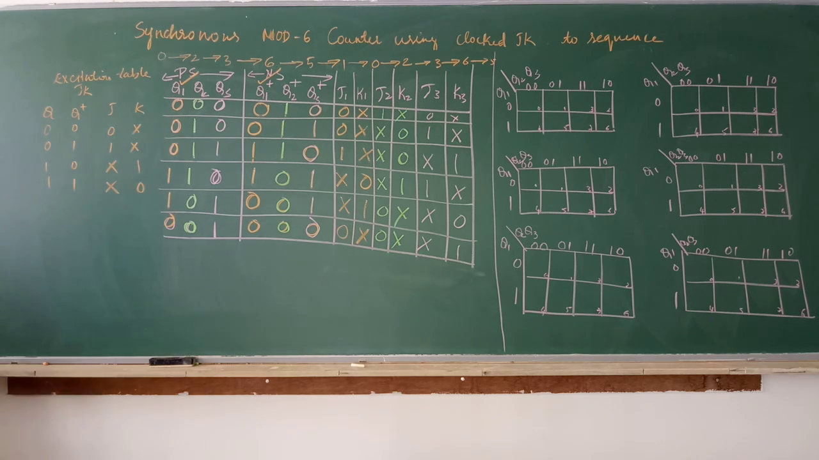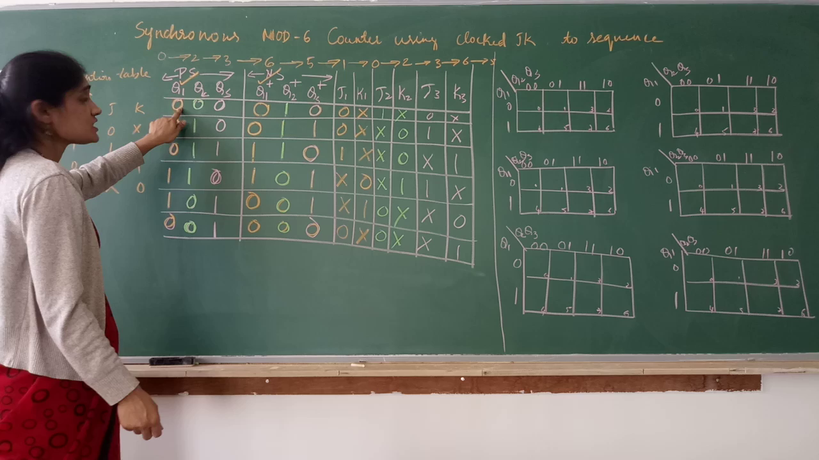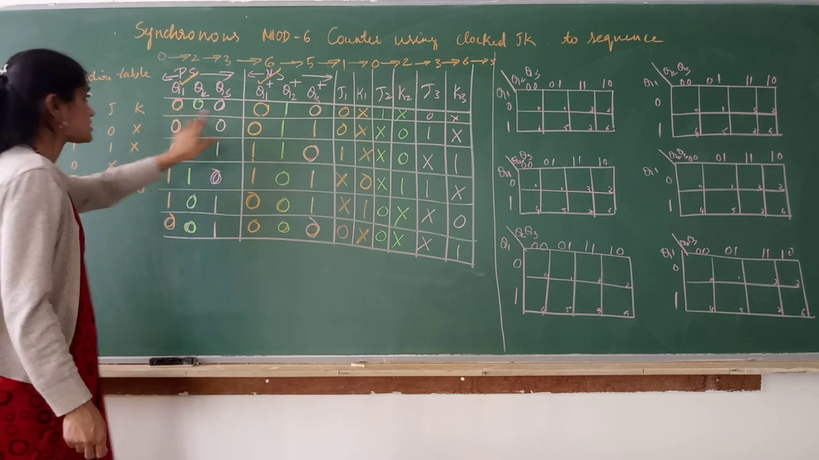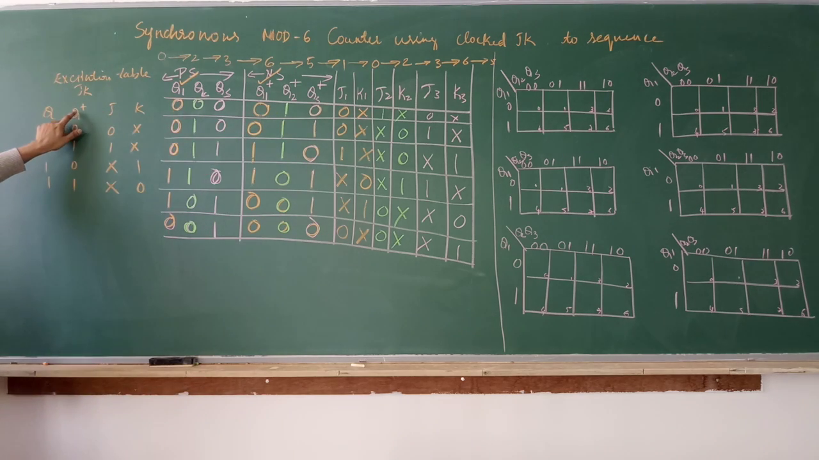And remember, present state first, next state next. Here also it is Q plus. If you write Q plus first and then Q, the JK values will change, then it is difficult for you to write. So it is better you write Q plus. When you remember the excitation table of JK flip-flop, make sure it is Q plus. 0 0 0x, 0 1 1x, 1 0 x1, 1 1 x0.